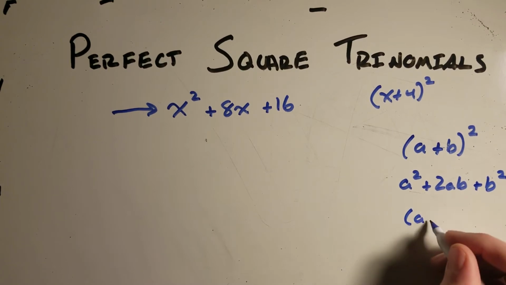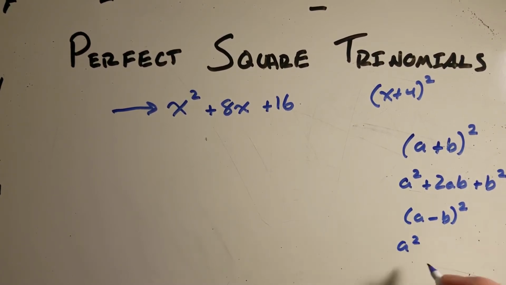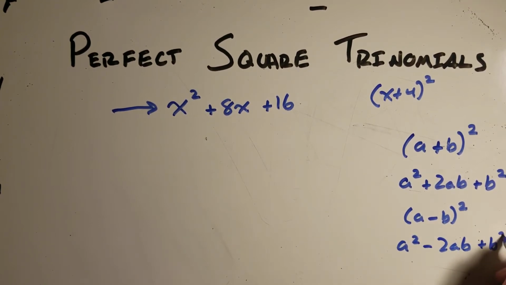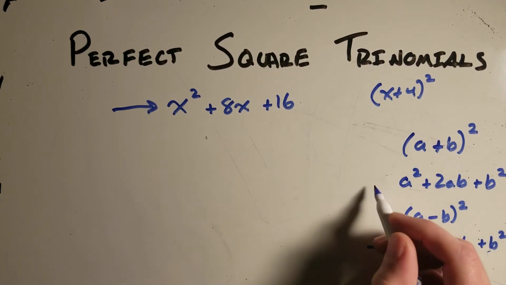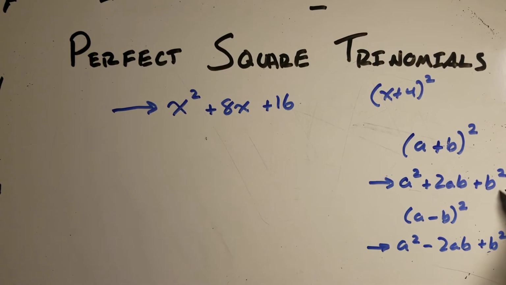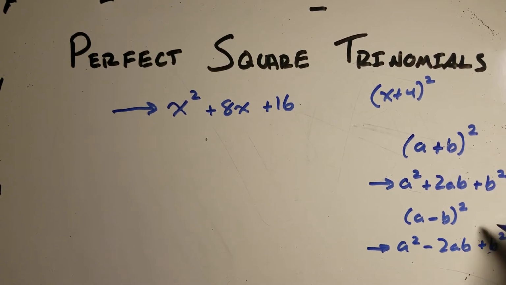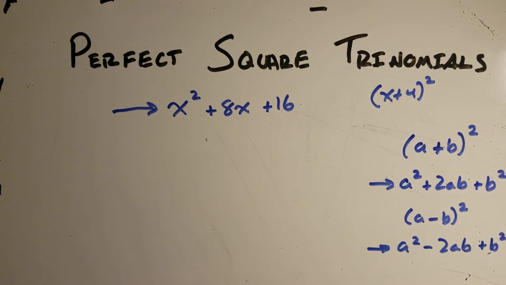And we also had the possibility of squaring a difference. You would have a squared minus 2ab, and it would still be plus b squared, because a negative times a negative becomes your positive there. So when we have a trinomial, we're going to be given something in one of these two forms, if it's a perfect square. We have to try to figure out if that trinomial is a squared plus 2ab plus b squared, if it's in that form.